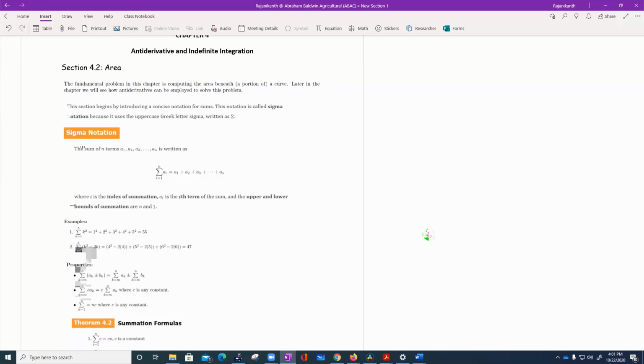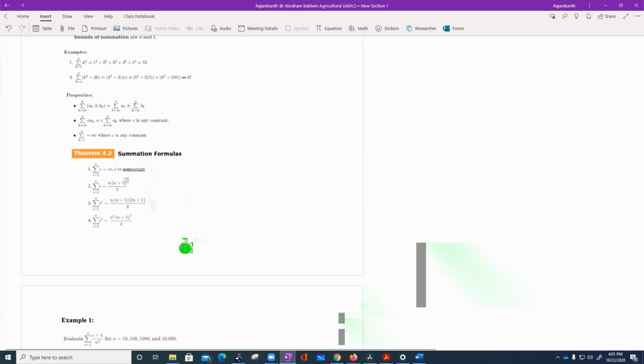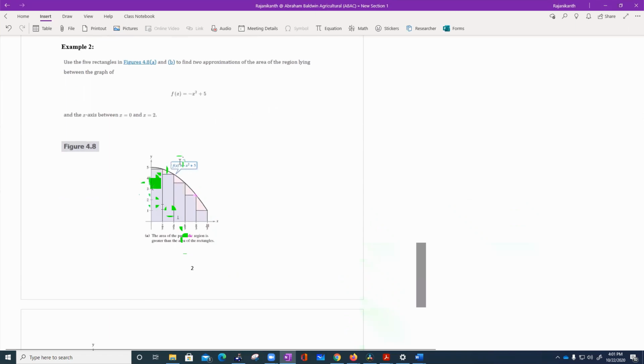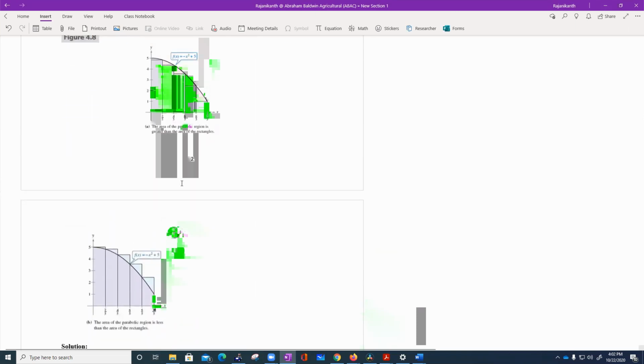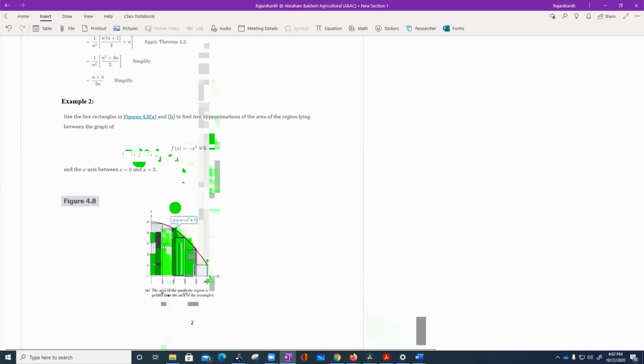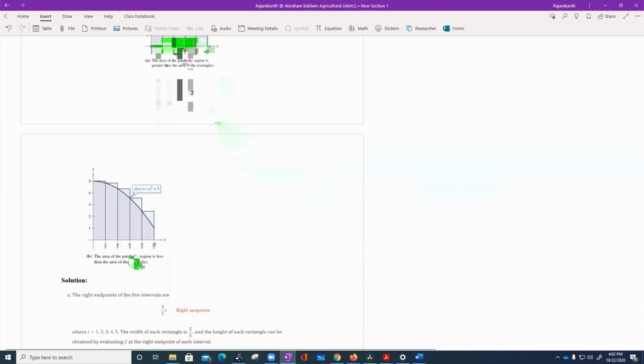We use the sigma summation notation to find the area by partitioning the given interval into subintervals, and we approximate the area under the curve by adding all the rectangles' areas, right? So there are two different approaches you could apply. One is called underestimation. Another one is lower estimation, right?